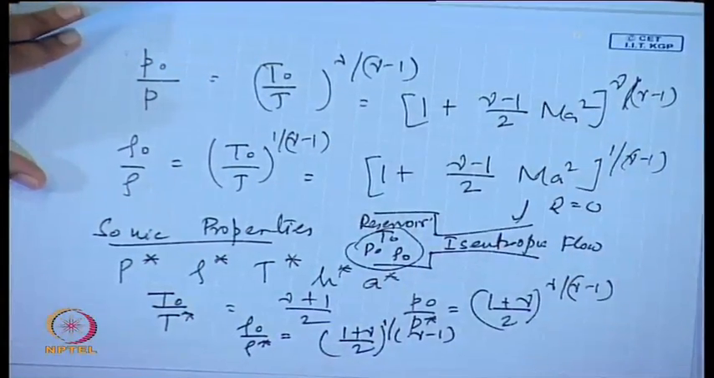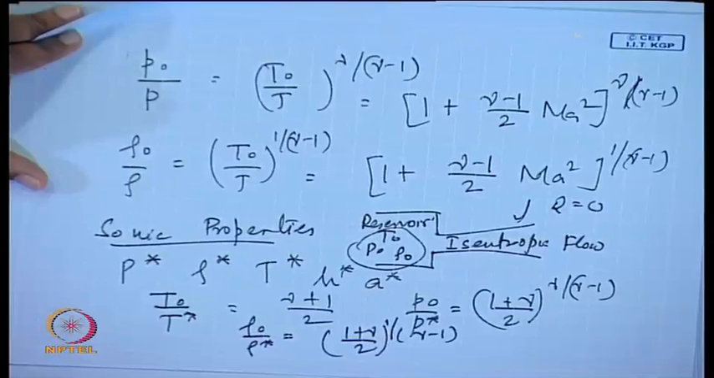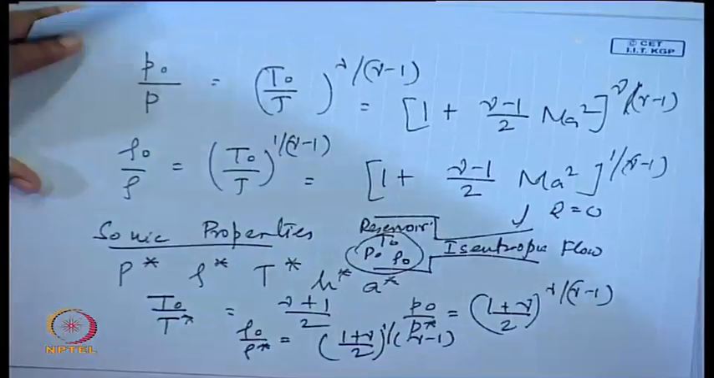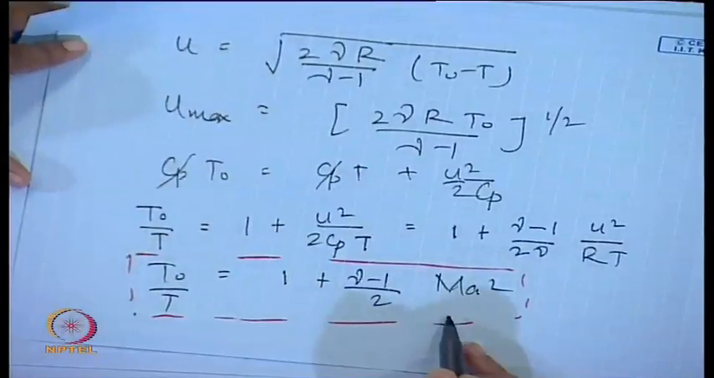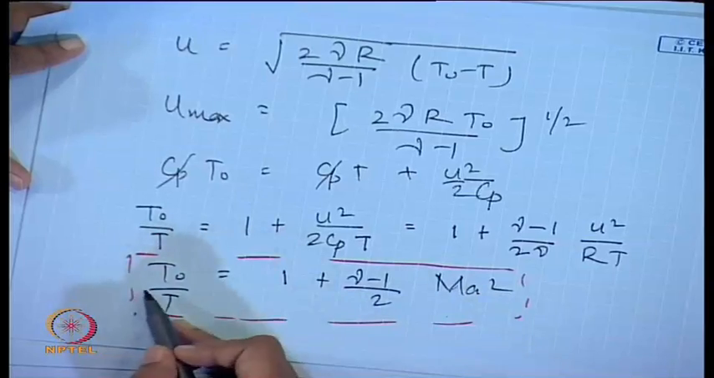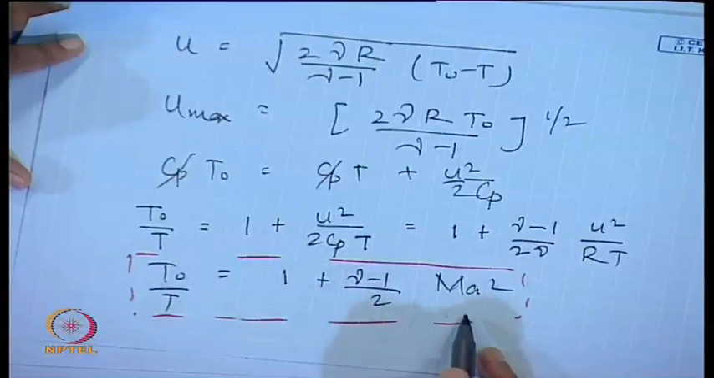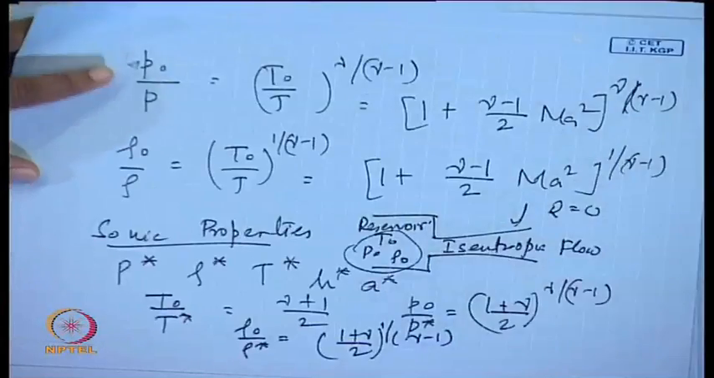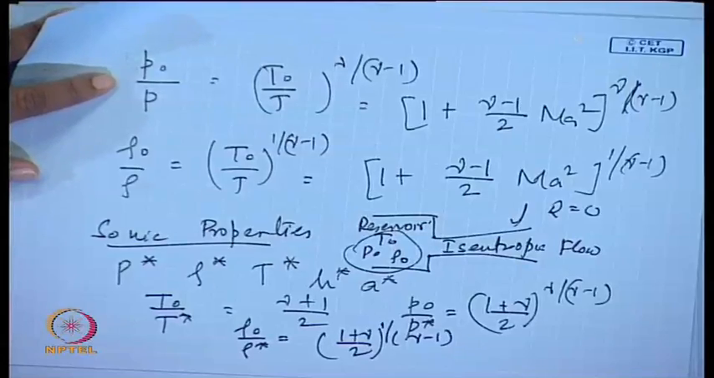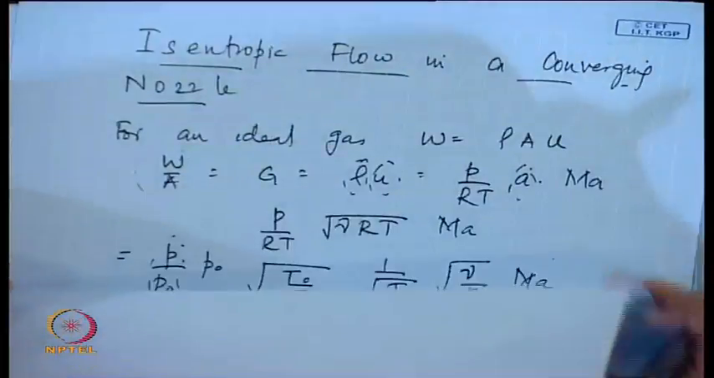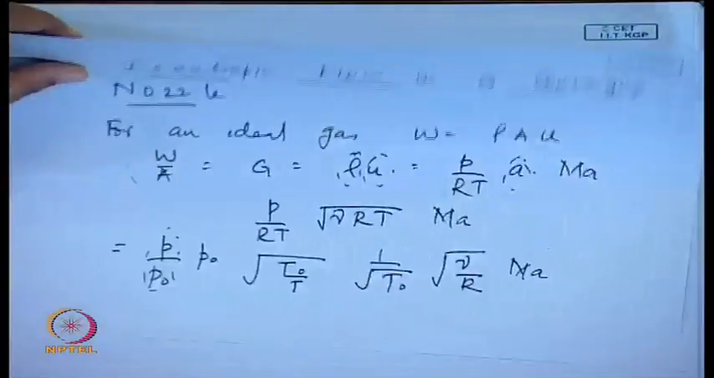And I had also defined T0 by T. I have that also, thank God. Here also I had defined T0 by T, isn't it? So, instead of T0 by T I can substitute this, instead of P0 by P I can substitute this. Okay. Just let us do these two substitutions and then let us find what do we get.